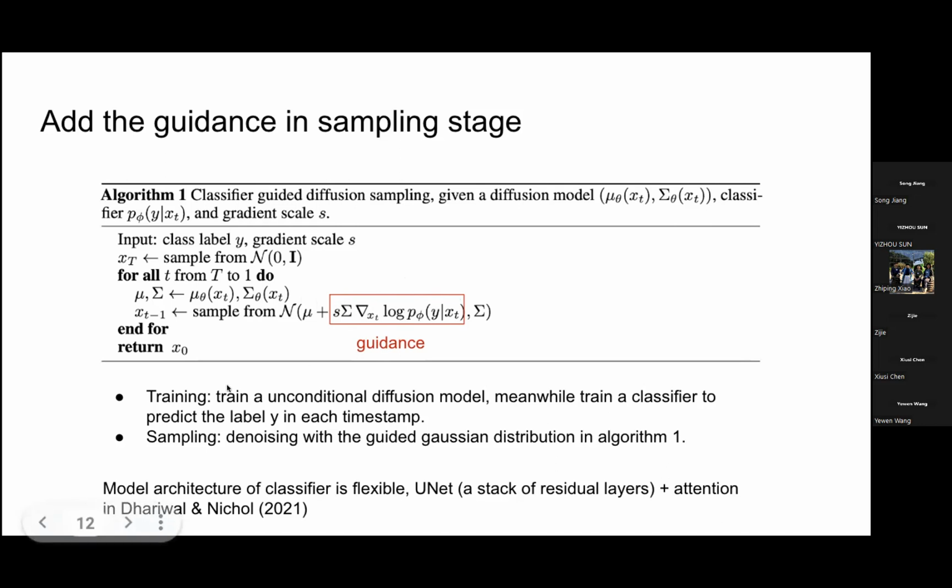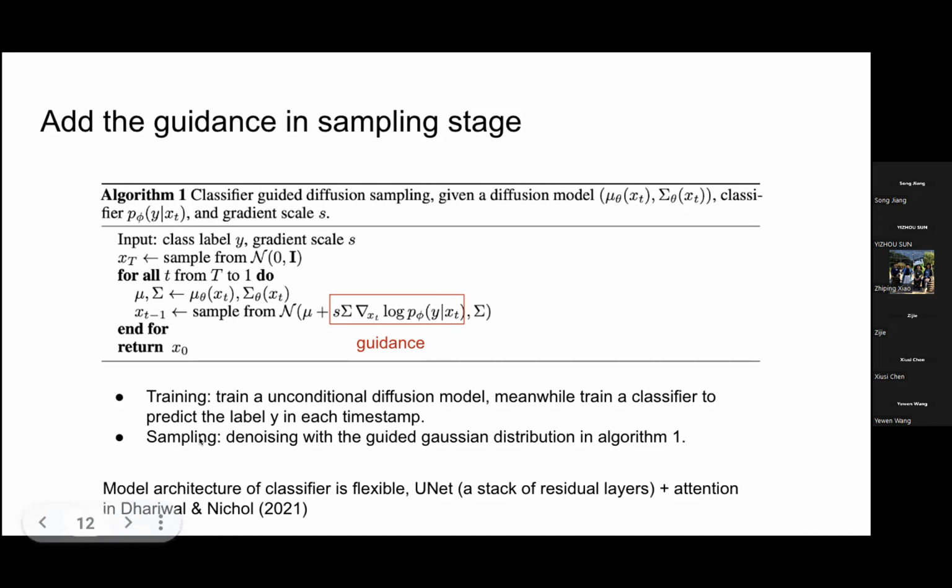So let's do a quick conclusion. During the training, we train an unconditional diffusion model, and at the same time, we also train a classifier to predict the label Y at each time step. Note that there is a t subscript for X, so x_t is a noisy image at each time step. So during the training, we have two models, the diffusion model and the classifier.